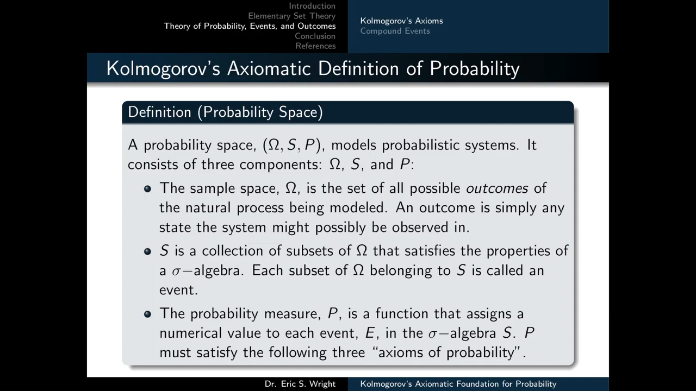Finally, the probability measure, P, is just a function that assigns a numerical value to each event E in the sigma algebra S. Now, P is going to have to satisfy 3 axioms of probability so that it assigns probabilities, the numerical values, to each event in a reasonably consistent way that causes them to behave like probabilities.